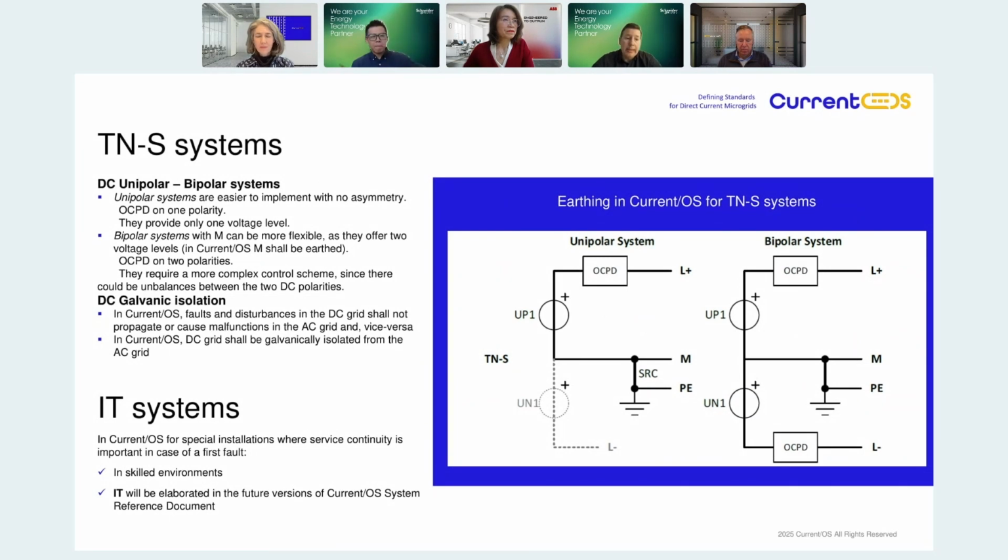IT system can be used for special applications where service continuity is important in case of a first ground fault, but only in skilled environment, and it will be elaborated in the next edition of the current OS system reference document. That's all from my side, and over to my colleague Qiwan.